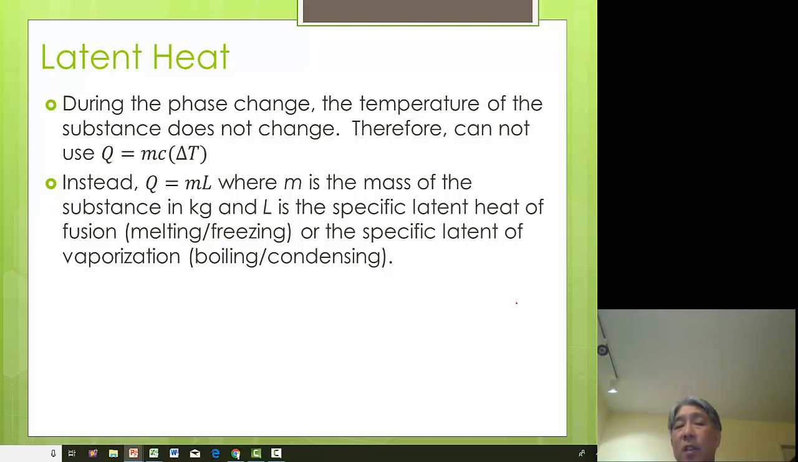Okay, because during the phase change, as that ice is melting from solid to liquid form, remember the phase change graph from last lecture. The temperature doesn't change. It stays at 0. So there's nothing I can use. I'm still adding heat. The ice is melting, yes. But Q equals mcΔT doesn't work. There's no delta T. So instead I need the Q equals mL formula, where L is the specific latent heat. How much energy do I need to actually break those solid bonds or break those liquid bonds?